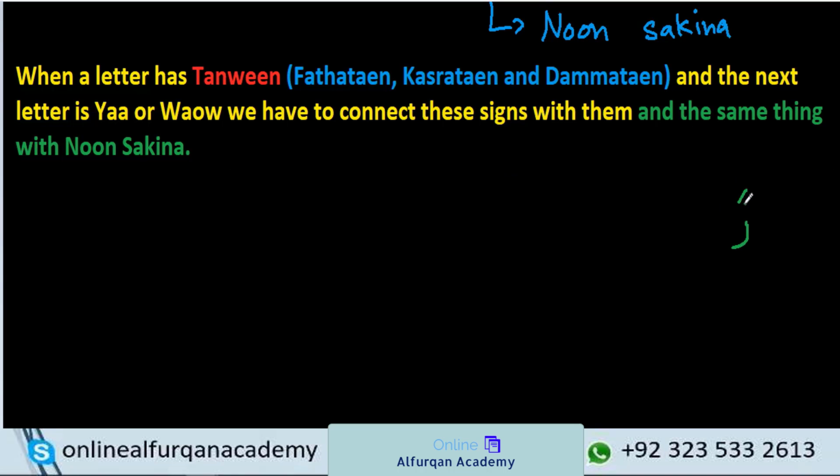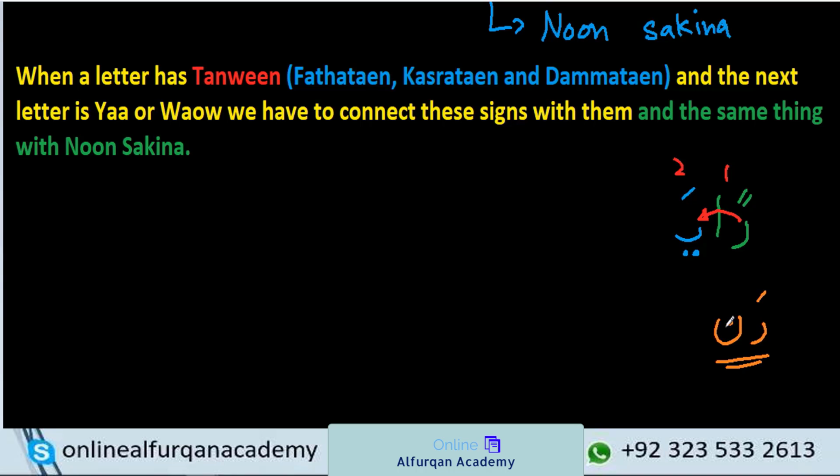For example, we have letter ra with fathatain, that is run. If the next letter is ya, so we have to connect this fathatain, I mean run sound, with ya. It becomes rai, and we have to stretch this sound for 2 seconds. And the next syllable is ya. It becomes raya. And also we can write this run sound like that. And this is also run.